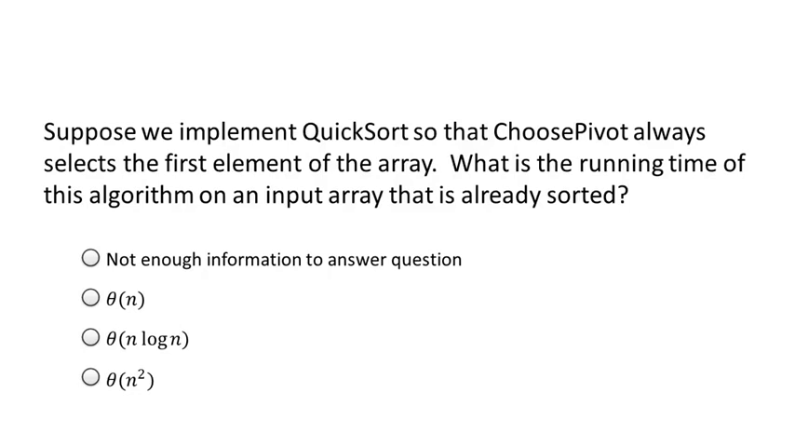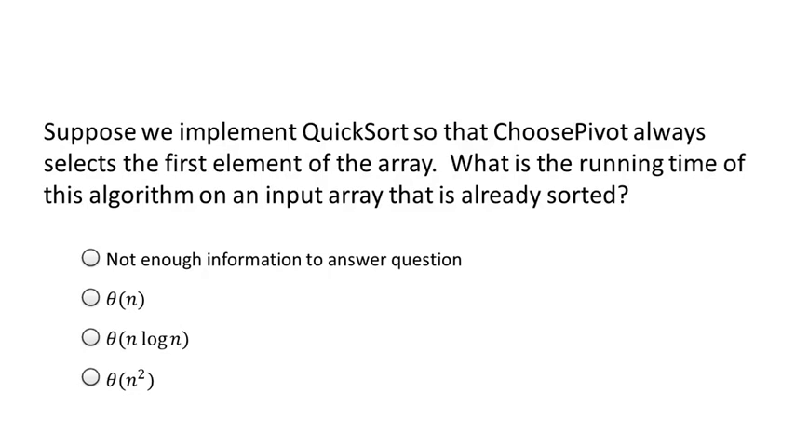So suppose that's how we implement the choose pivot subroutine, and moreover, suppose that the input array to quicksort is an array that's already in sorted order. So for example, if it just had the numbers 1 through 8, it would be 1, 2, 3, 4, 5, 6, 7, 8 in order. My question for you is, what is the running time of this recursive quicksort algorithm on an already sorted array if we always use the first element of a subarray as the pivot?